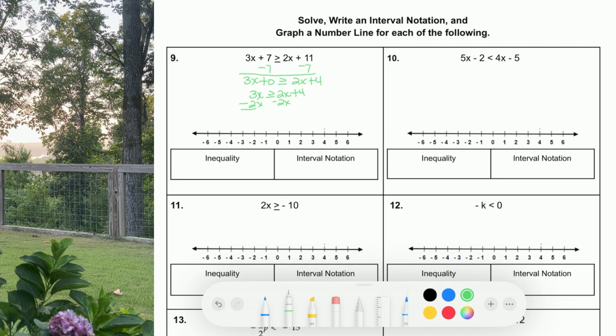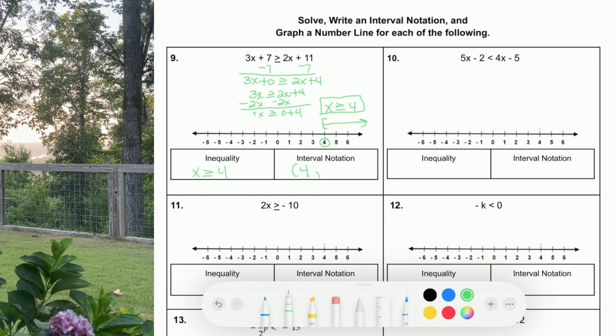Now I need to subtract 2x from both sides. And I get 1x is greater than or equal to 0 plus 4, which is just x is greater than or equal to 4. That is our inequality. So I'm going to write that over here. Now we need to graph the line. So our frame of reference is 4. The value of x is greater than or equal to that. So I have a bracket, and it's going to go towards positive infinity.